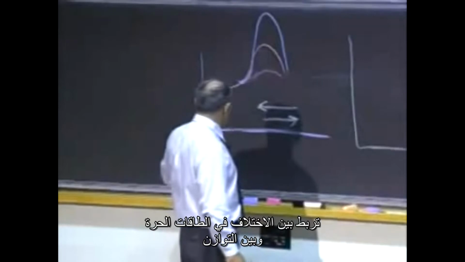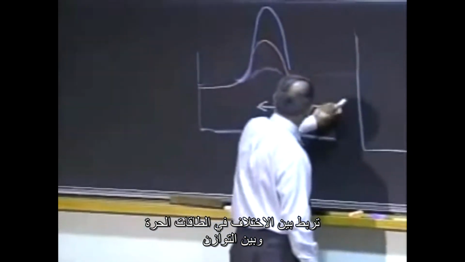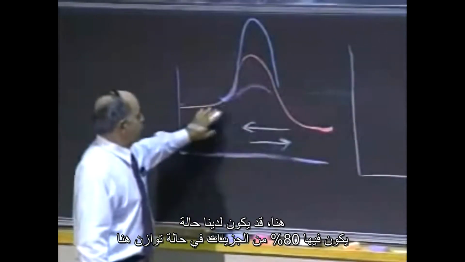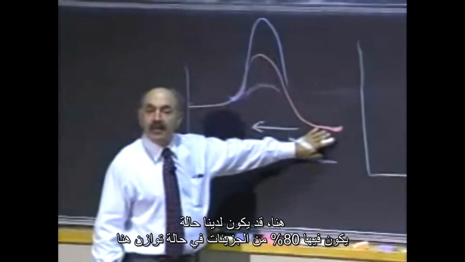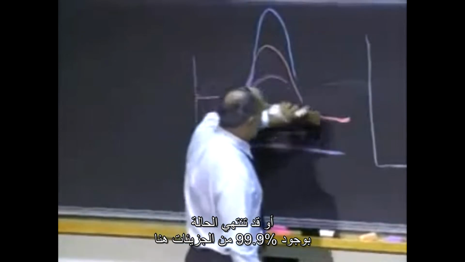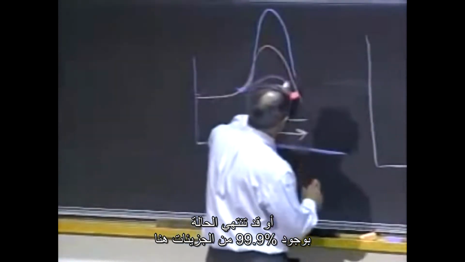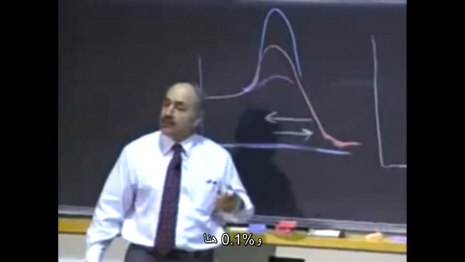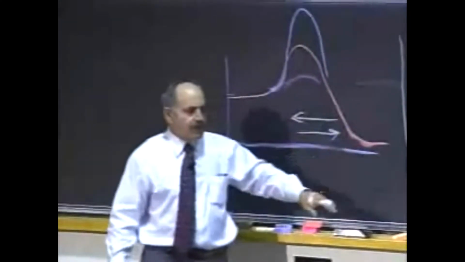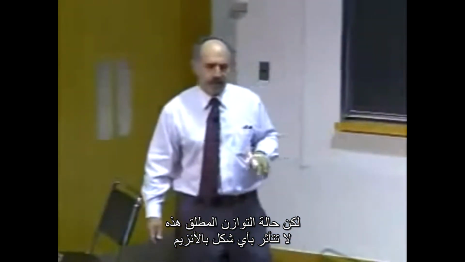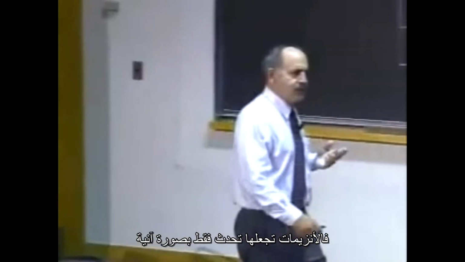mathematical formalism which relates the difference in free energies with the equilibrium. Here we might have a situation where 80% of the molecules end up at equilibrium over here and 20% end up here. Or we might end up in a state where 99.9% of the molecules end up here and 0.1% of the molecules end up here. But that ultimate equilibrium state is in no way influenced by the enzyme. They just make it happen in real time.